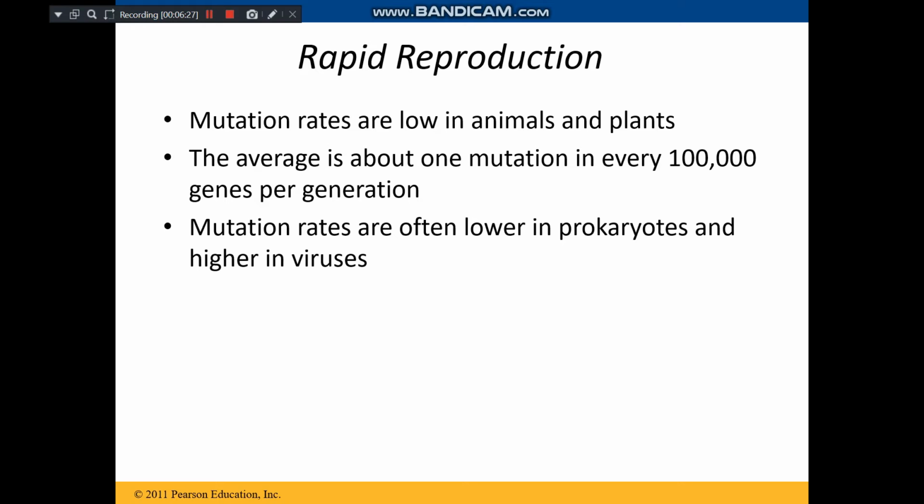Now, another fact I would like to draw your attention to: mutation rates are low in animals and plants. One mutation in every 1 lakh genes per generation. Remember, it is very low because there is a proofreading mechanism during protein synthesis. Even if a mutation happens, it will not allow that to happen. There is one mutation in every 1 lakh genes per generation.